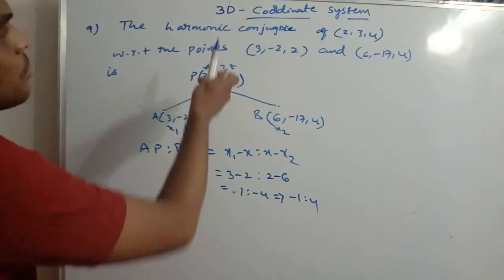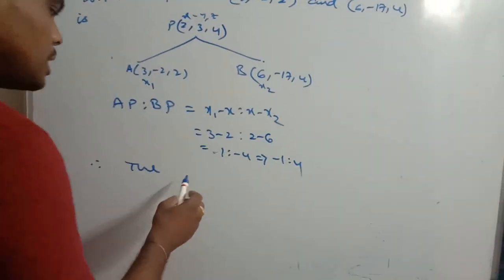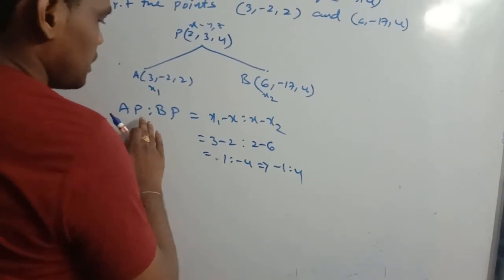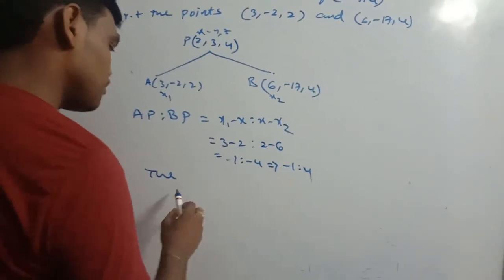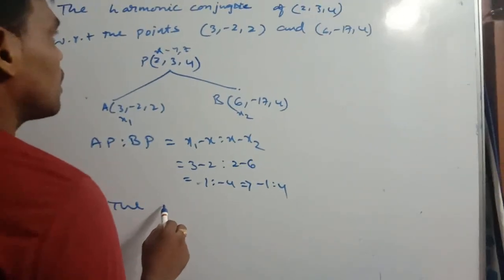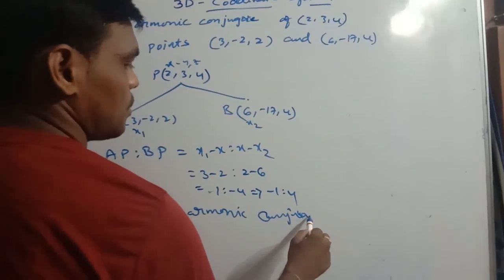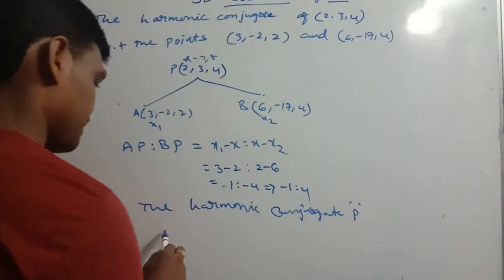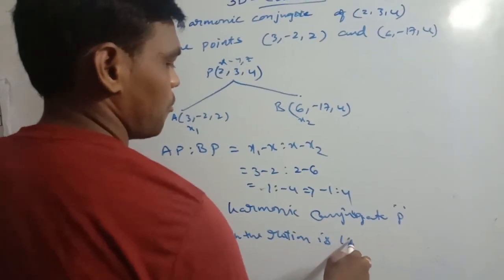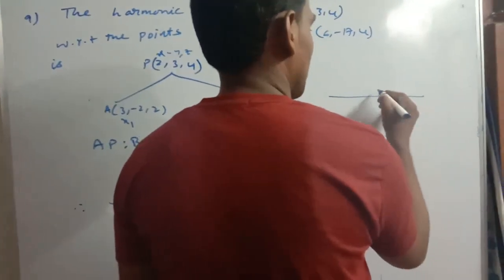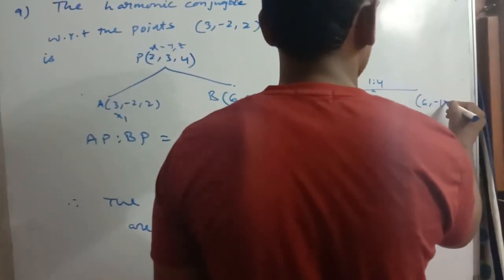But here, the harmonic conjugate of the ratio is 1:4, but the original ratio is -1:4, and we are asked for the harmonic conjugate of the point in the ratio 1:4. So the harmonic conjugate point P is in the ratio 1:4, with (3, -2, 2) and (6, -17, 4).